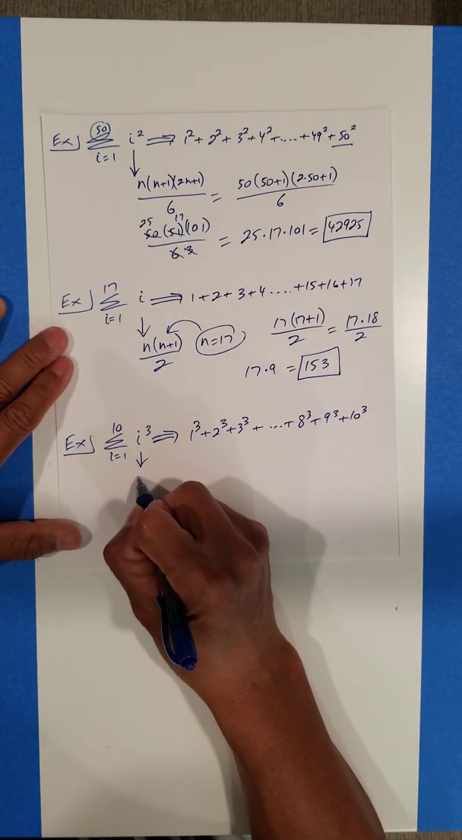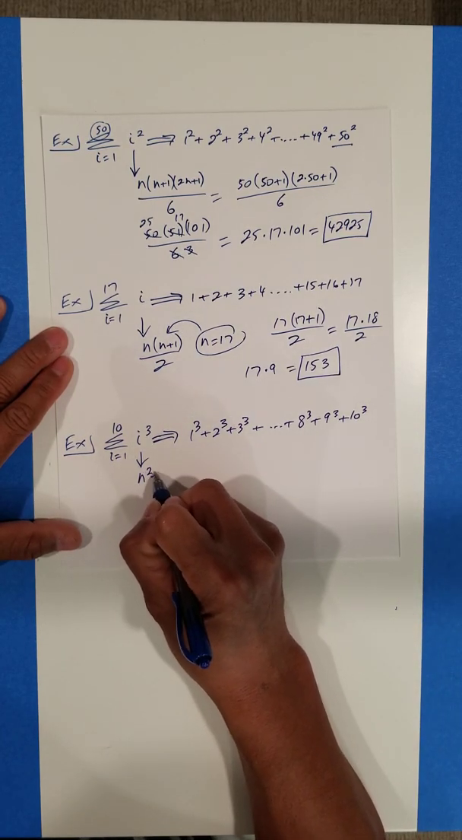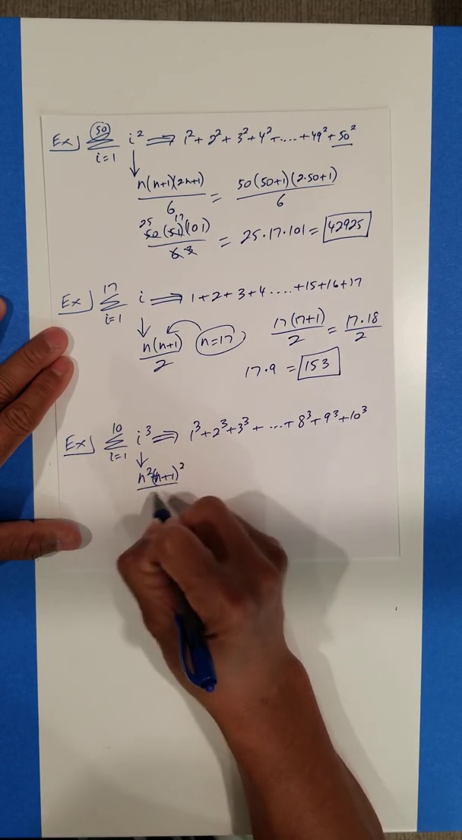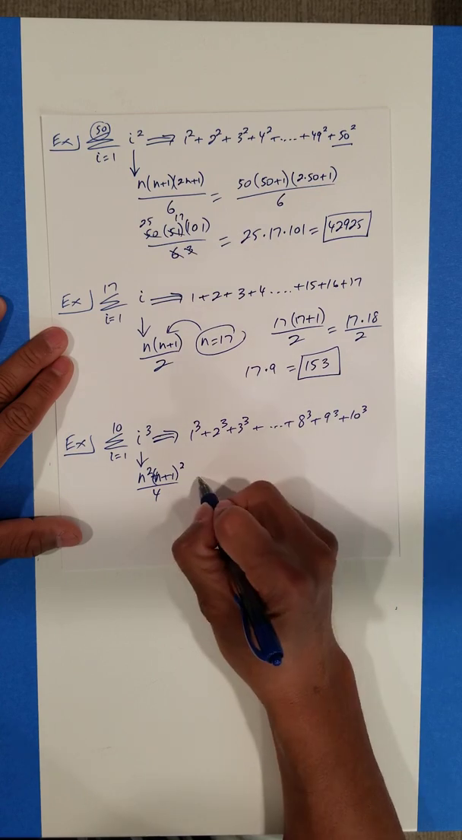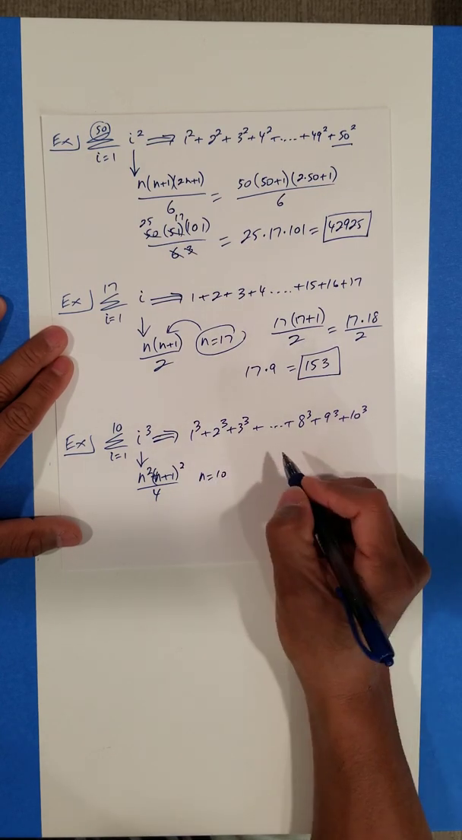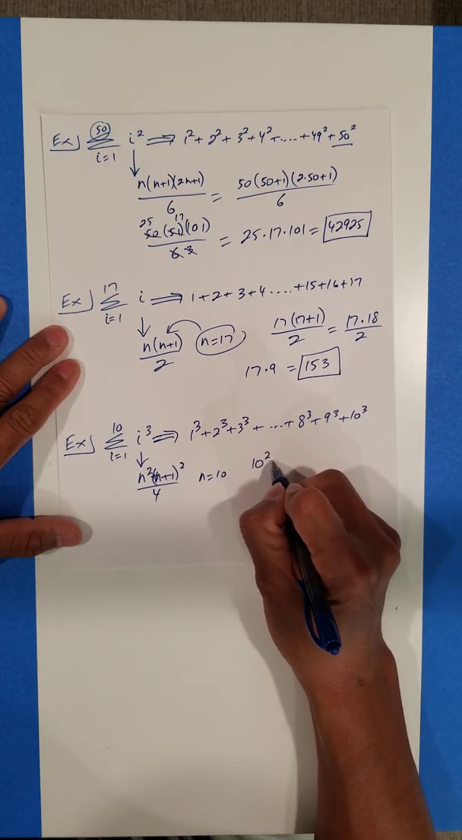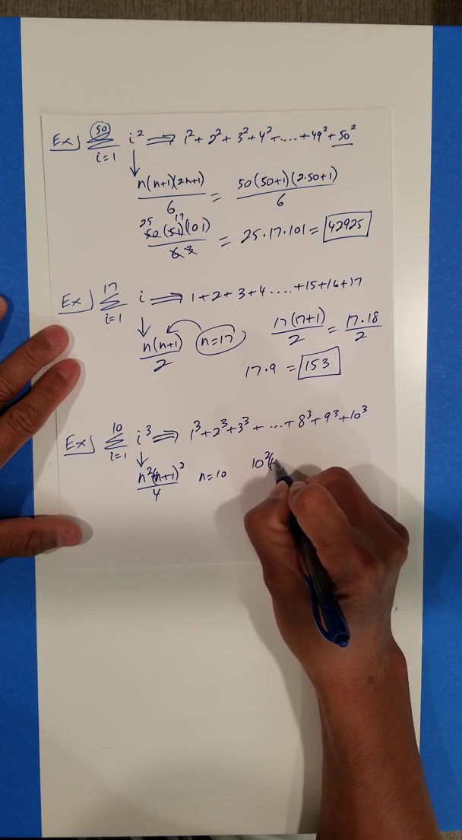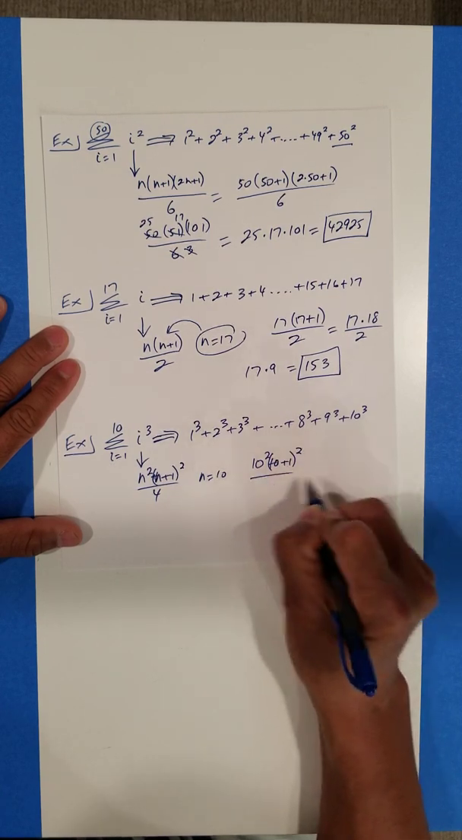So using the formula n squared times (n plus 1) squared over 4. That's it. In this case, n equals 10. So we have 10 squared times (10 plus 1) squared over 4.